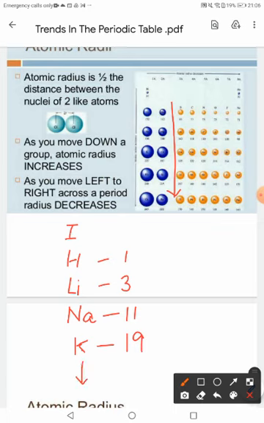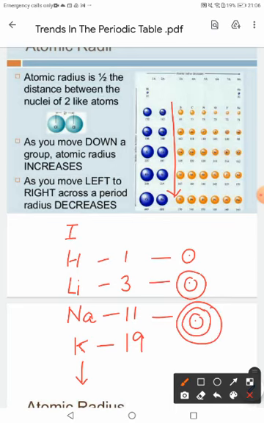Now hydrogen, having atomic number 1, will have 1 shell. Lithium, with atomic number 3, will have 2 shells, because the first shell can have a maximum of 2 electrons. So the third electron will go in the next shell, that is the L shell. Sodium will have 3 shells because its atomic number is 11. The first shell will have 2 electrons, the second will have 8 electrons, and the remaining one will go in the last shell. For potassium there will be 4 shells.